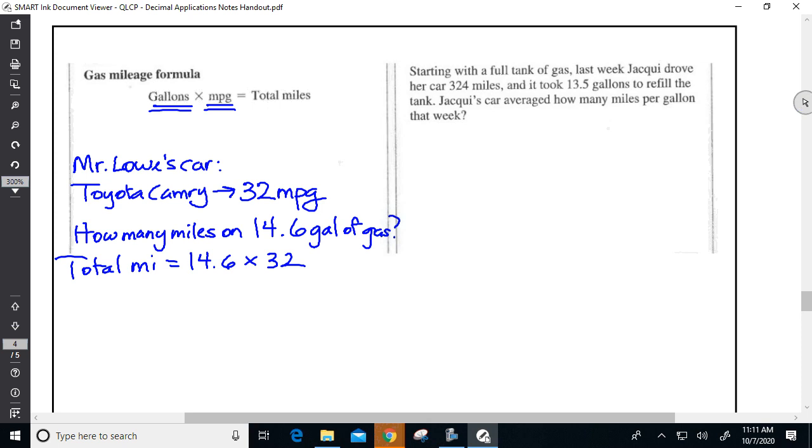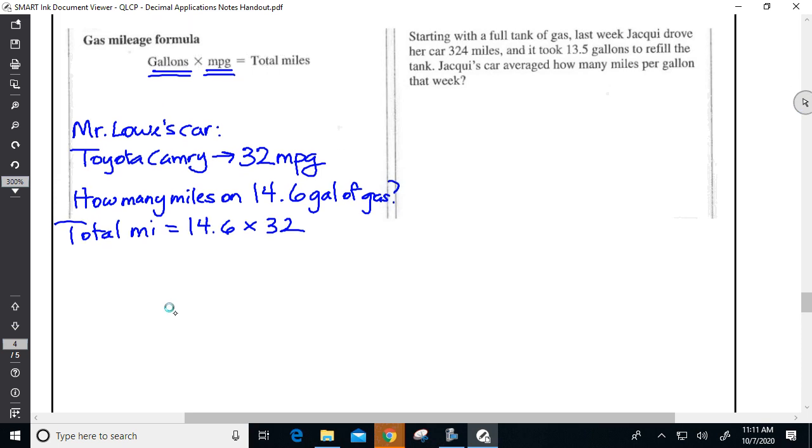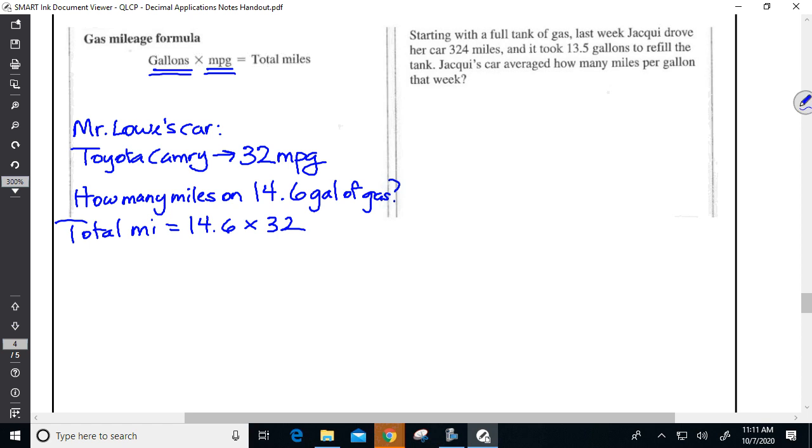Now, especially since I'm trying to go and work a baseball tournament and I'm going to drive there, that's what I'm going to need to calculate. 14.6 times 32. Easy calculation.